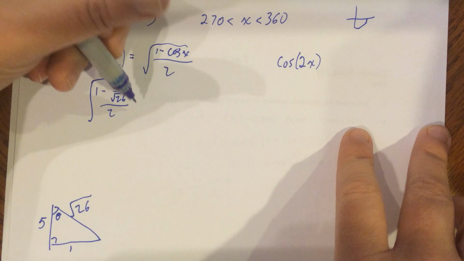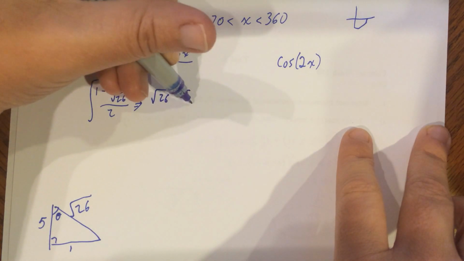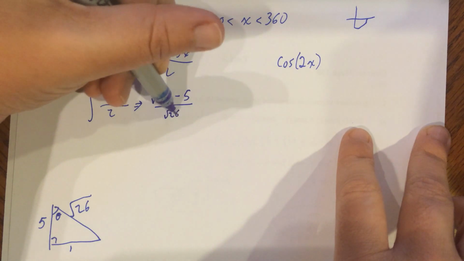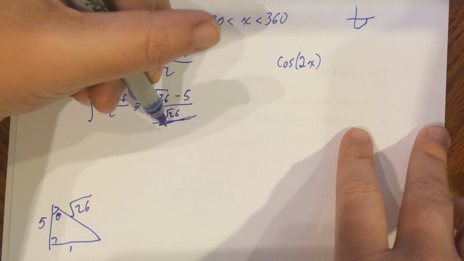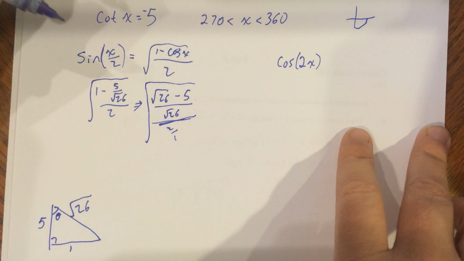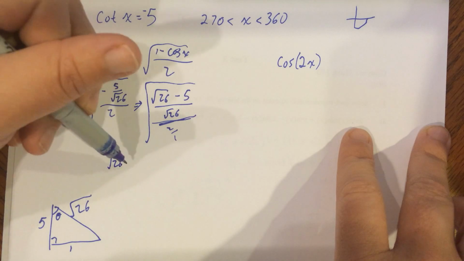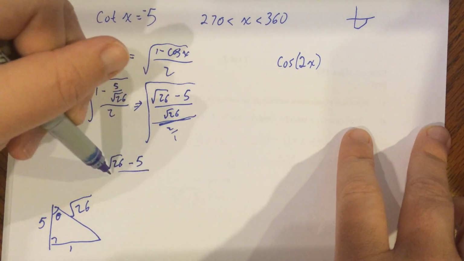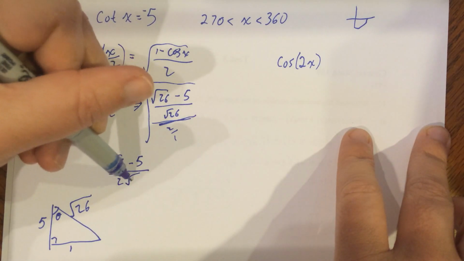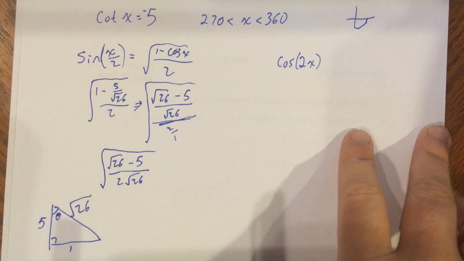Let's simplify a bit. So the square root of 26 minus 5, all over the square root of 26. That thing divided by 2, which is 2 over 1, so I'm going to flip and multiply. Get the square root of 26 minus 5, all over 2 root 26. Could rationalize, probably should rationalize, not going to do it. Okay, so that seems pretty simplified.